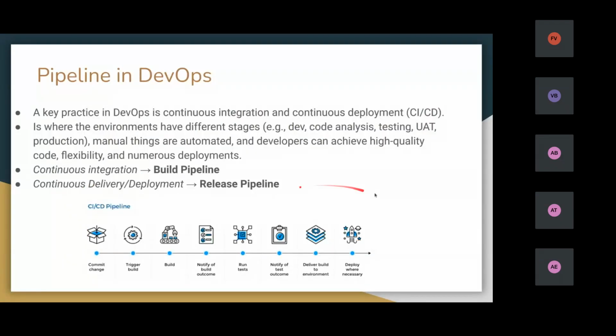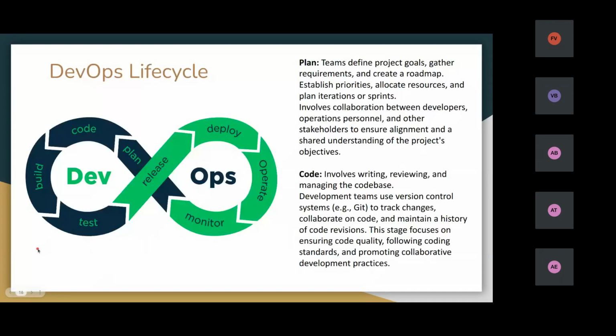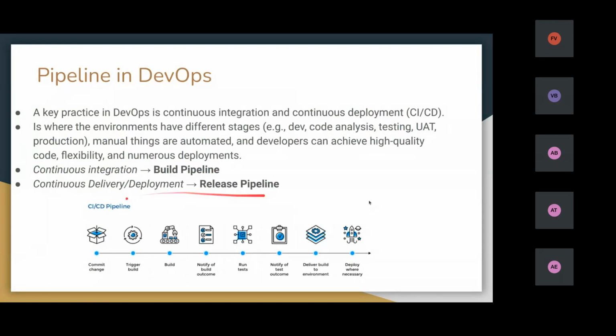Okay, the next one is the pipeline in DevOps. As I said, the key practice in DevOps is continuous integration and continuous deployment. And in DevOps we will be managing many environments like dev environment, code analysis, testing, UAT, production environment. There will be many environments.